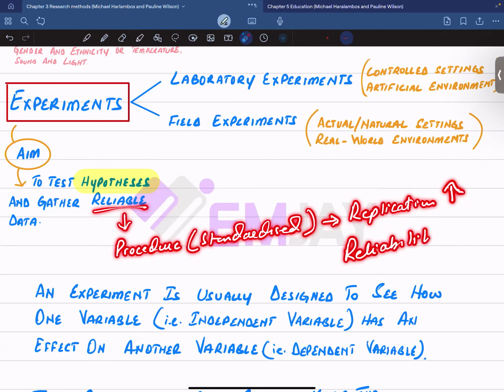Now, for the ones who are still confused, what is the difference between replication and reliability? A research is referred to as replicable when the researcher can exactly conduct the same research in the same manner. However, reliability is seen as a step ahead.